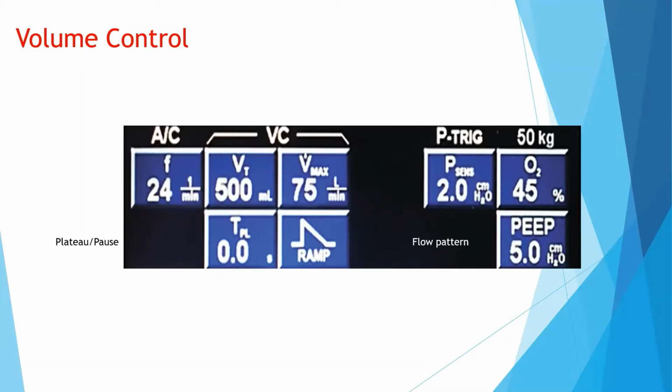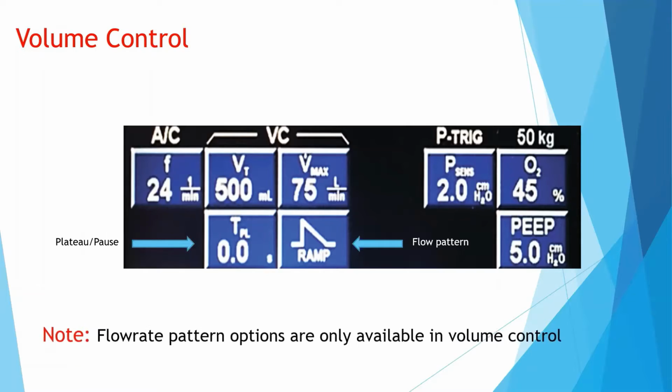Volume control has, here we can see our plateau, or sometimes it's called pause. In this example, it's called T plateau. And here we can also see the ramp, the pattern, which you could change from square to ramp. Note, flow rate pattern options are only available in volume control.